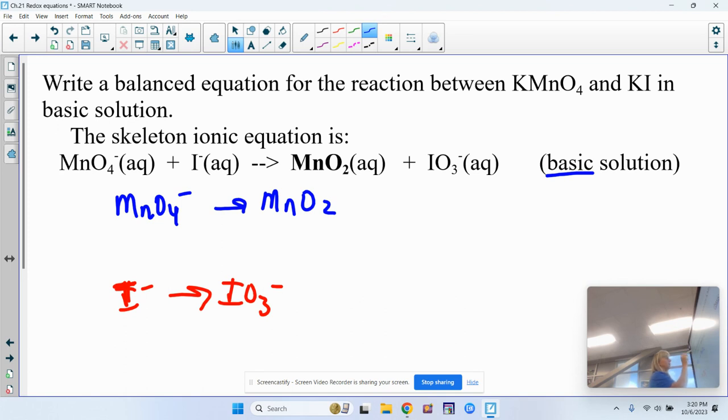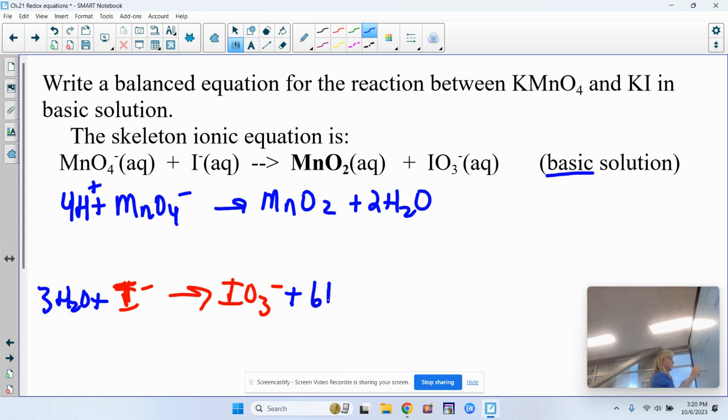I've got 4 oxygens on that side, only 2 on this side, so I need to add 2 waters. On this one, I need to add 3 waters on this side to get 3 oxygens, and now those are balanced. But now I look at my hydrogens. I have 4 hydrogens on this side, so I need to add 4 H+ to this side. And over here, I've got 6 hydrogens on that side, so I need to add 6 H+ to this side. Okay, so at this point, all of my atoms are balanced.